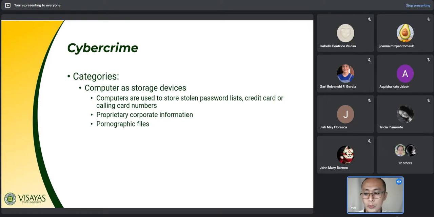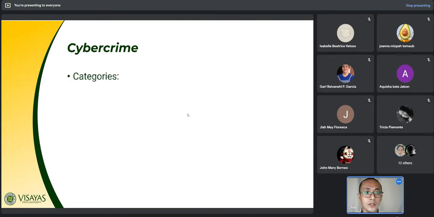So meaning to say, class, computers are used to store illegal files. Illegal files, class, include stolen passwords, stolen credit card numbers, stolen calling card numbers, pornographic files, pirated commercial files, and that's still a cybercrime in the category, class, of computers as storage devices. And of course, class, that is a prohibited action. So you cannot store any pornographic files in your computer. Once it is traced, then you can be held for legal action.